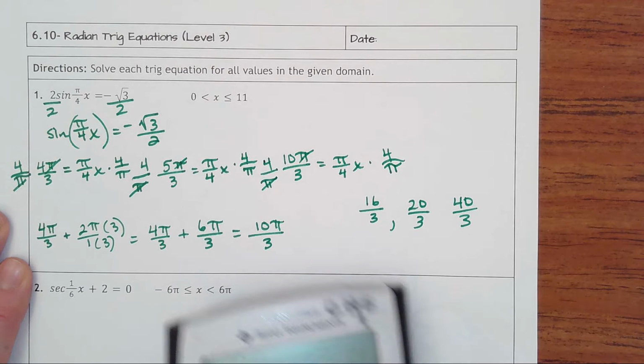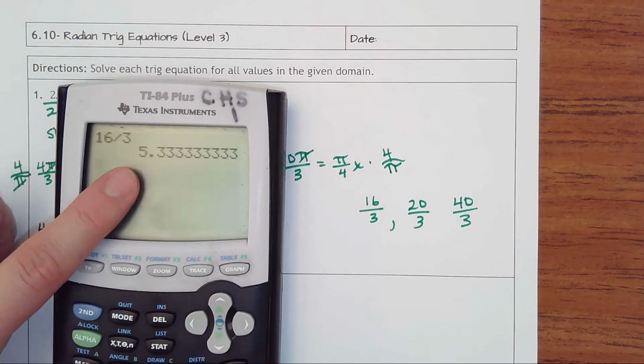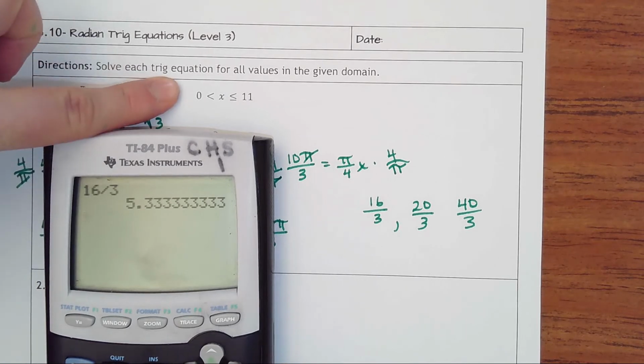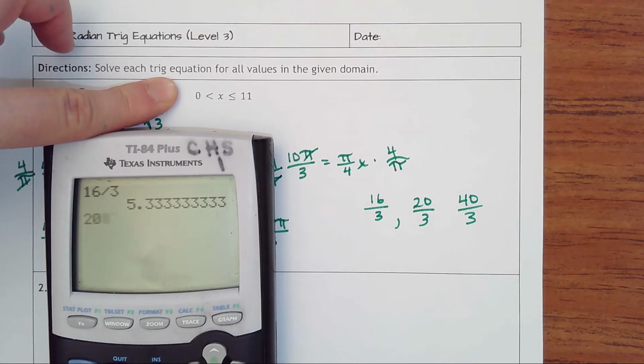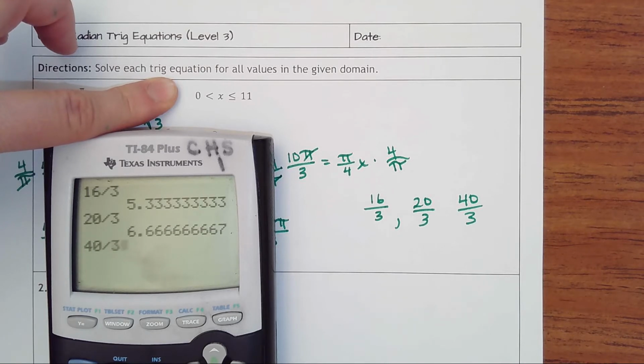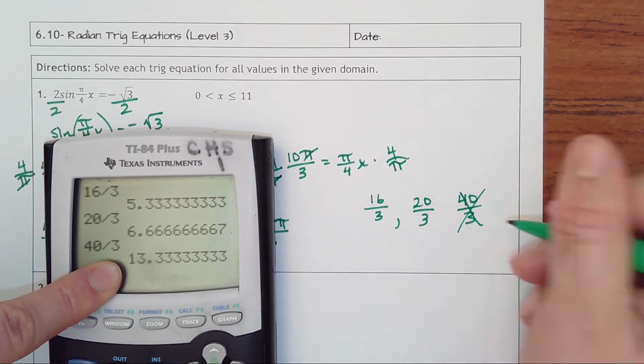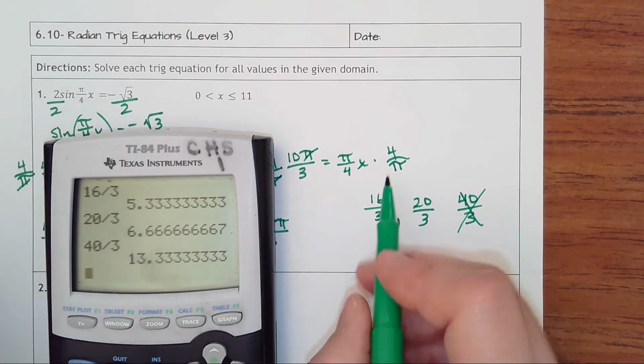Okay, so you could think in your head what these are, or if it helps, you think 16 divided by 3, that's 5 point something, that's definitely in that domain of 0 to 11, so that's an answer. 20 divided by 3 is in that domain. 40 divided by 3 is not. It's bigger than 11, so this one's out. So we don't have to go any further.